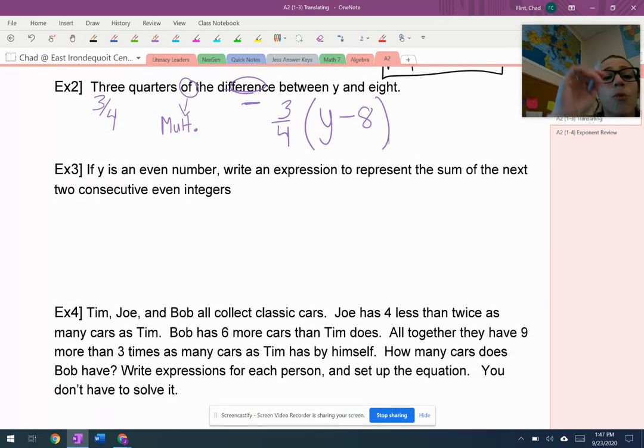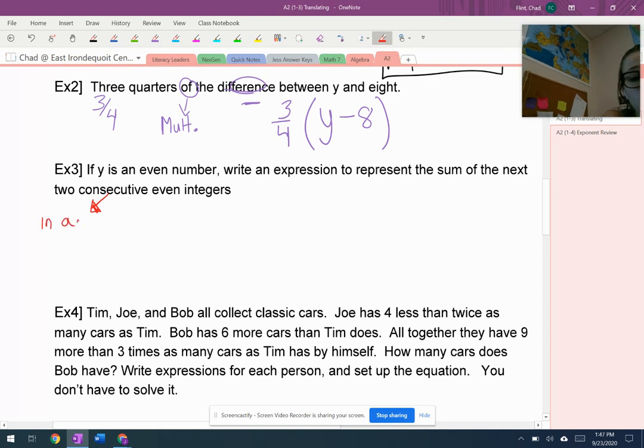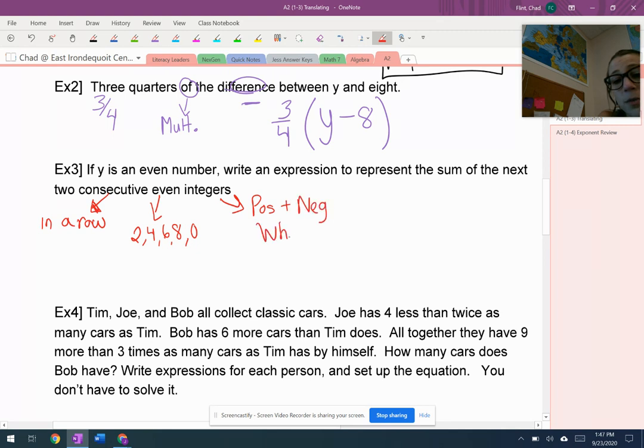Example 3. If y is an even number, write an expression to represent the sum of the next 2 consecutive even integers. So we have some vocab here. Maybe you're remembering this stuff from last year, maybe you're not. Consecutive. Remember, you go to school, now you only go to school for 2 consecutive days in a row. So consecutive is in a row. Even, that's 2, 4, 6, 8, 0, those numbers. And integers are positive and negative whole numbers.